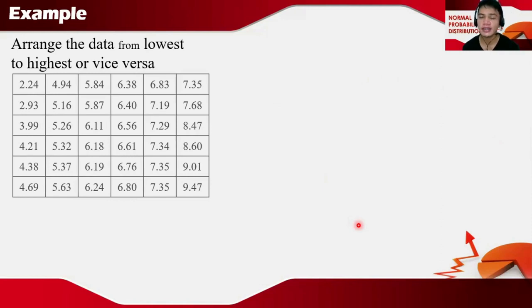The first thing is to rearrange our data. When we rearrange our data, it should be from highest to lowest or vice versa. In this example, we arranged our weights from lowest to highest. So the highest weight is 9.47 and our lowest weight is 2.24.